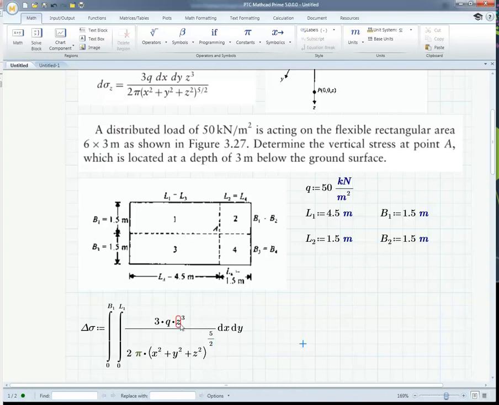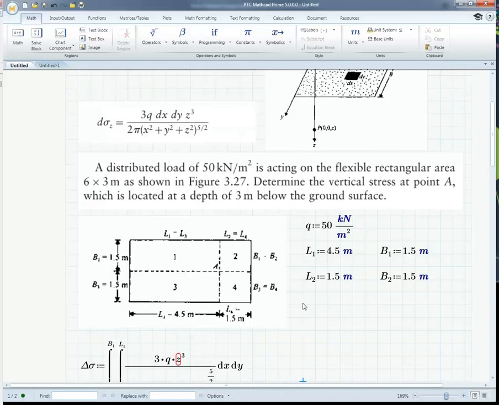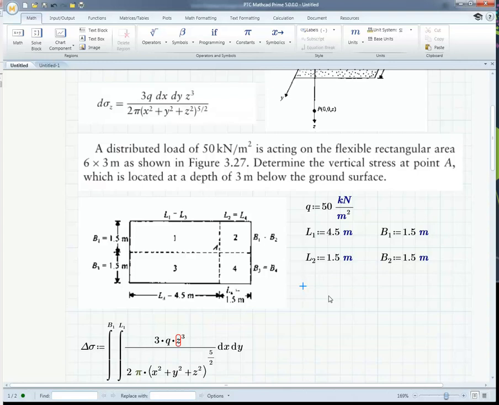Okay. So I haven't specified z, so I've got an error. I need to let it know that z is equal to 3 meters.